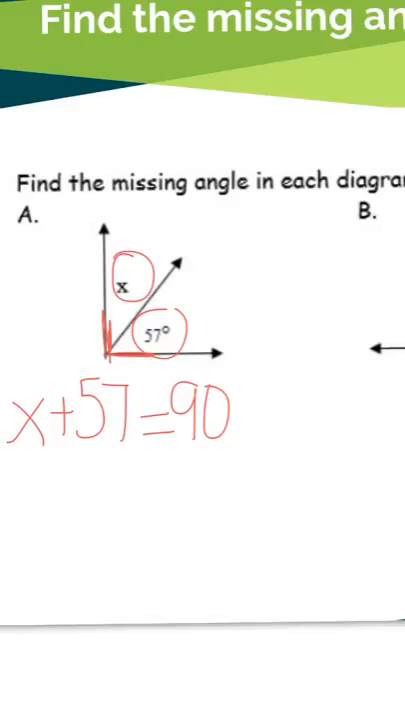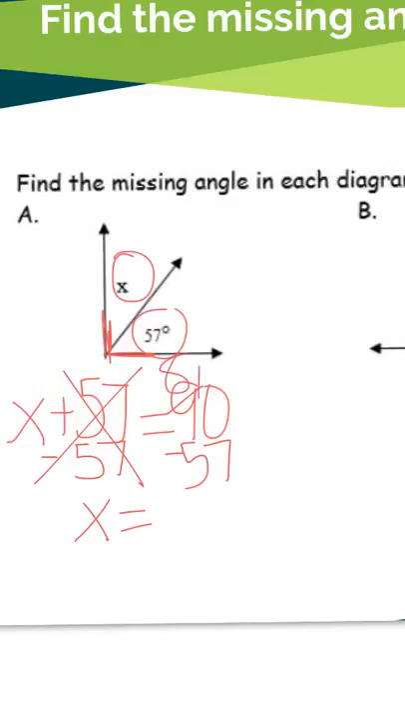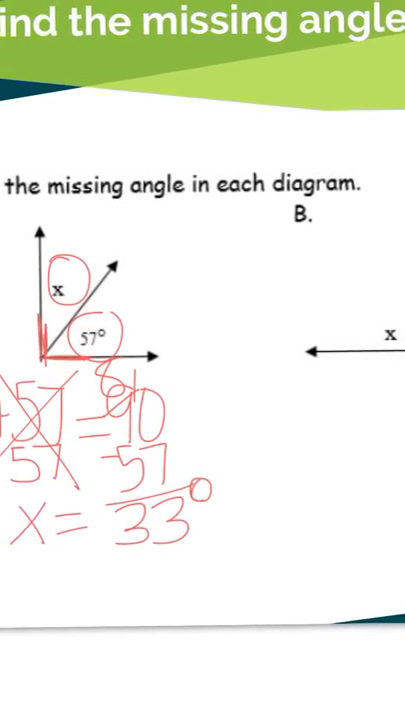Now we need to solve for the X. You need to undo the plus 57 by subtracting 57 from both sides. That cancels out the plus 57 and leaves you with just X. Then subtract 90 minus 57 since you have different signs and need to subtract. 90 was the bigger number, so it stays positive, and X equals 33 degrees. Don't forget your degree sign.